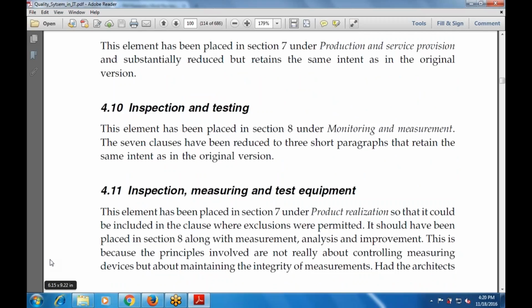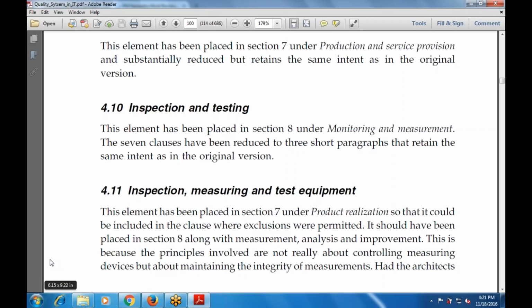Then inspection, measuring and test equipment. Whatever inspection or measuring technique is used with product realization could be included in the clause where exclusions were permitted, and can be placed in section number 8 along with measurement, analysis and improvement. Whatever analysis, improvement technique, or data is used with measurement, analysis and improvement.